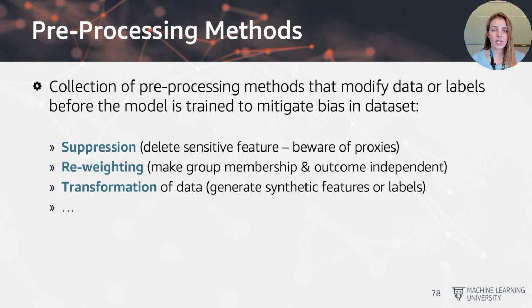The second technique that you see here is the so-called re-weighting, where we want to make the group membership and outcome independent. So we're going to apply weights to individual data points according to the probabilities that we've seen introduced in an earlier section. And finally, we could actually go and transform the data altogether by generating synthetic features or even labels.